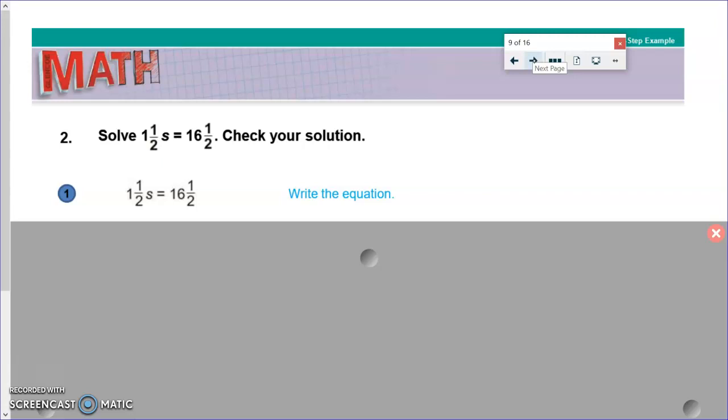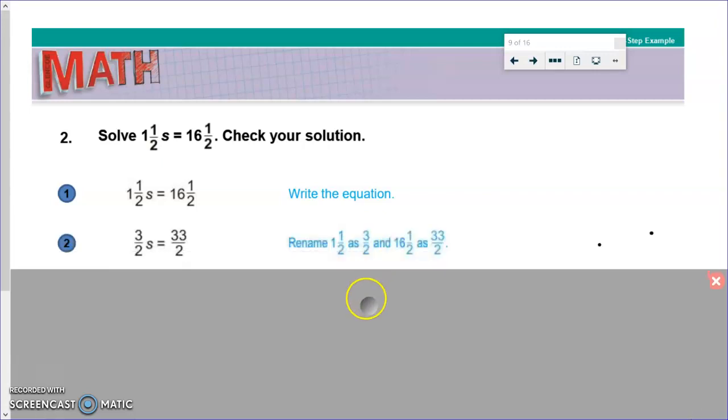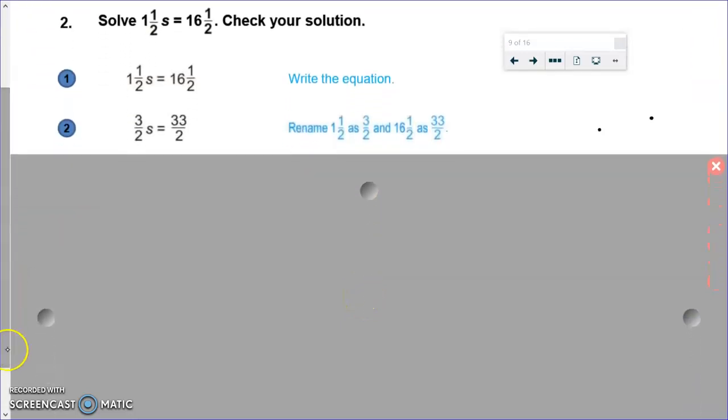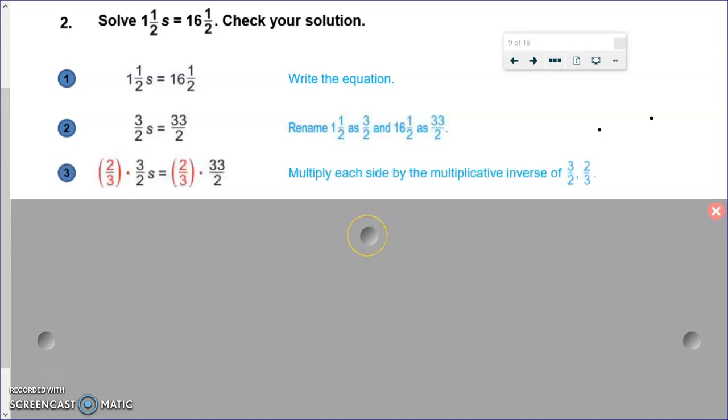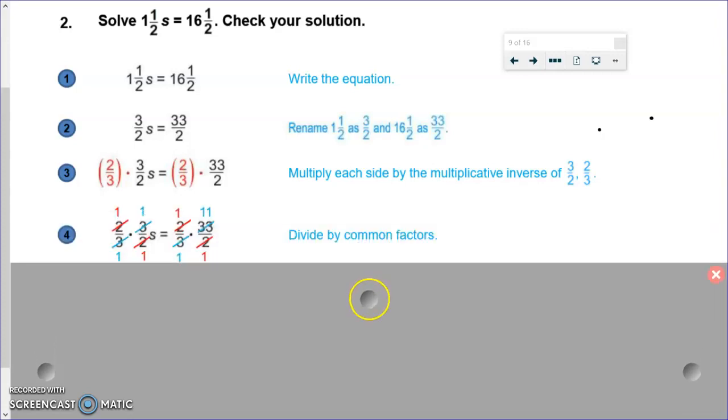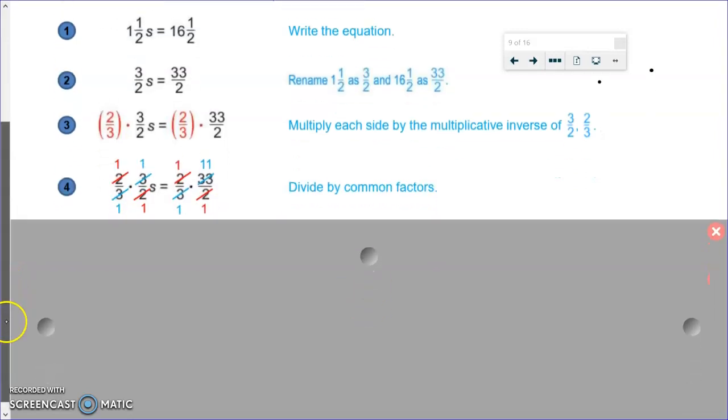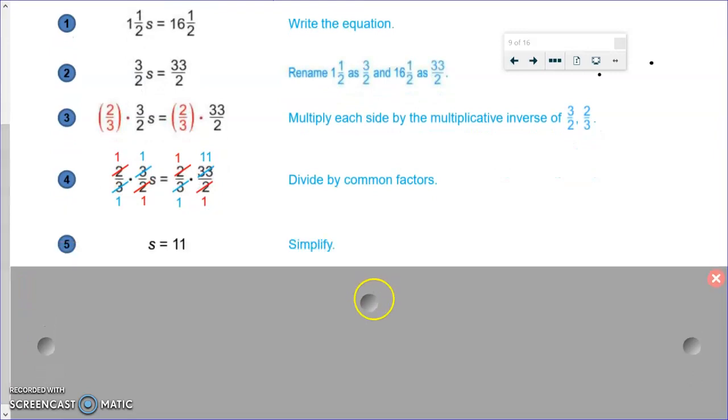Now, another type of rational coefficient is a mixed number. When we have these, what we can do is actually take those mixed numbers and write them as improper fractions. Because then what we're able to do, if we're trying to get that s by itself, is we could take those same steps using our multiplicative inverse and multiplying by 2/3 on both sides. We're able to cross-reduce, and in this case we get s equals 11.